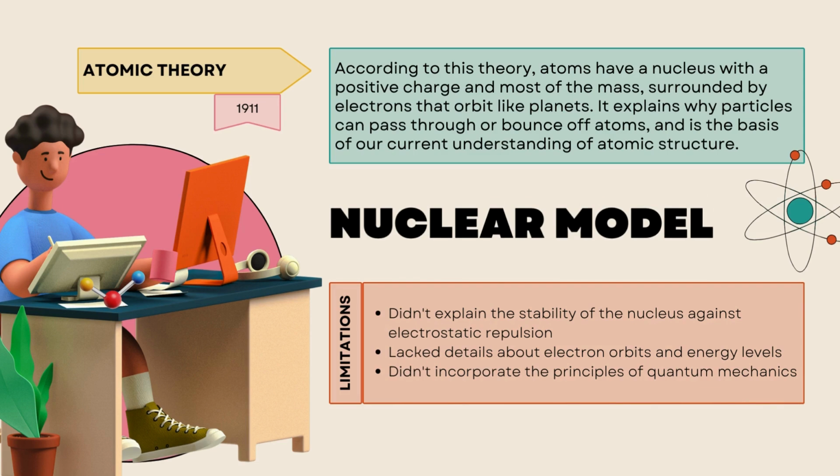The electrons are present in the orbit, but the model doesn't explain the electrostatic repulsion. Electrostatic repulsion is present between the positive and negative charges, the electron and the nucleus. This model lacks an explanation of electron orbits and energy levels, and doesn't incorporate the principles of quantum mechanics.